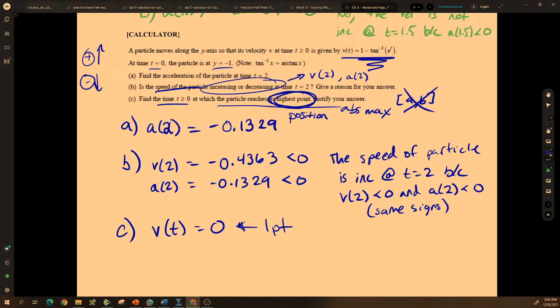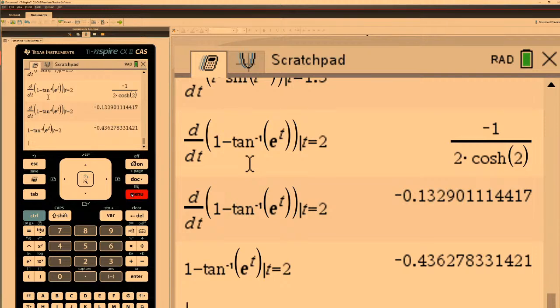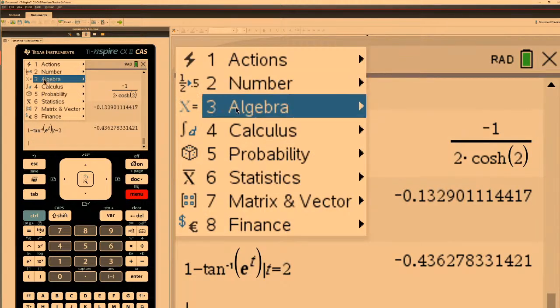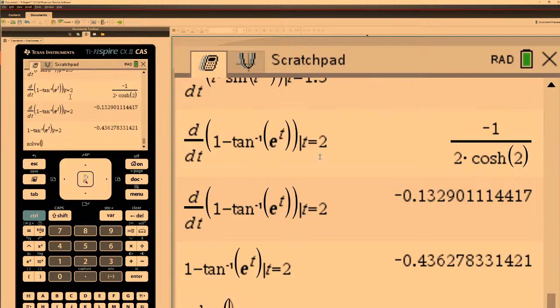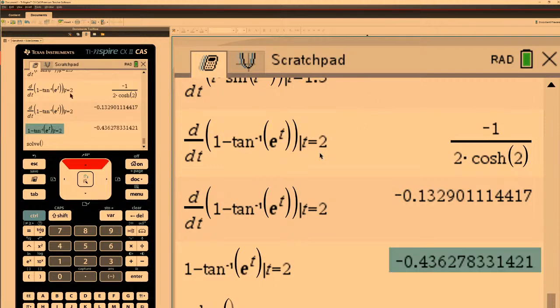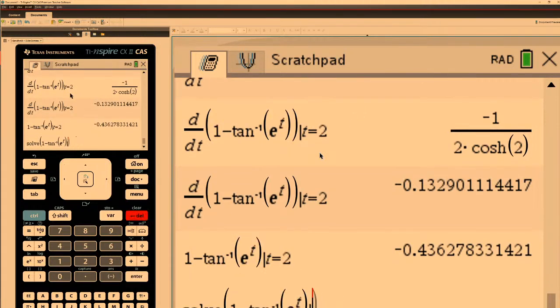Okay. So I'm going to do the solve button and set it equal to 0, or I can do the graphing calculator and show the analyze graph 0 part there. So menu, algebra, solve, and then I just want the velocity part. So 1 minus inverse tangent of e to the t equals 0, comma t. And then I'm going to just hit Control Enter.